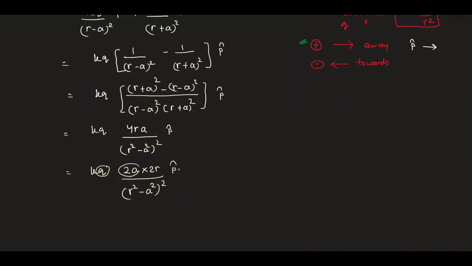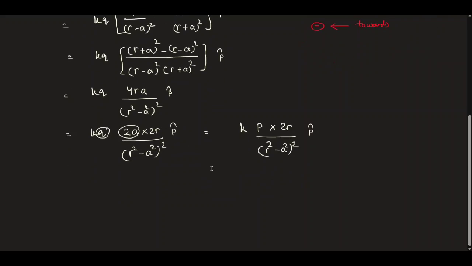So Q into 2A means the dipole moment P. We know that the dipole moment is given by the magnitude of either charge into the separation between the two charges, or the dipole length. So Q into 2A will become P. P means dipole moment, into, we have 2R left here, divided by R square minus A square whole square, and P cap is the direction.